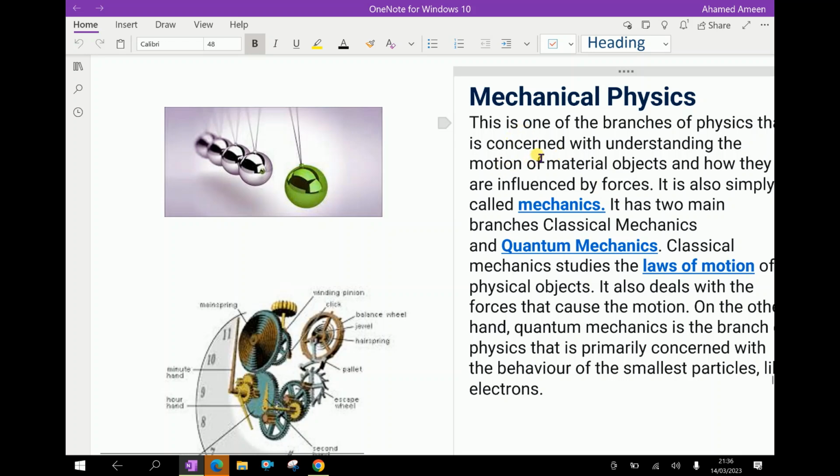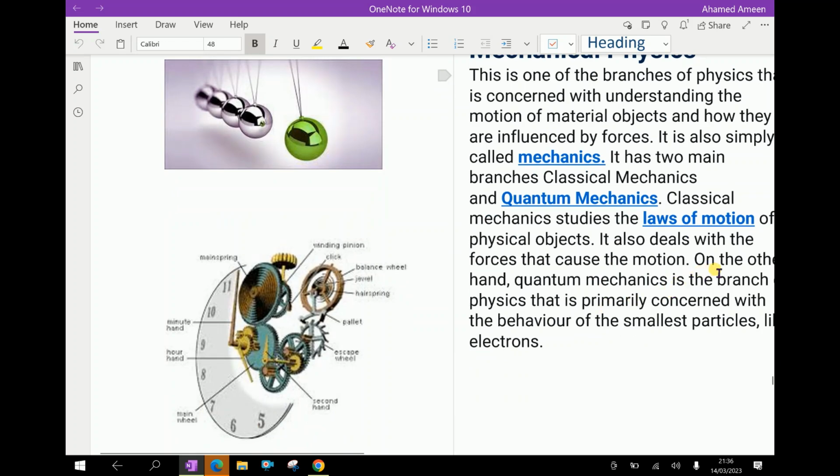Mechanical physics. This is one of the branches of physics that is concerned with understanding the motion of material objects and how they are influenced by forces. It is also simply called mechanics. It has two main branches: classical mechanics and quantum mechanics. Classical mechanics studies the laws of motion of physical objects. It also deals with the forces that cause the motion. On the other hand, quantum mechanics is the branch of physics that is primarily concerned with the behavior of the smallest particles like electrons.